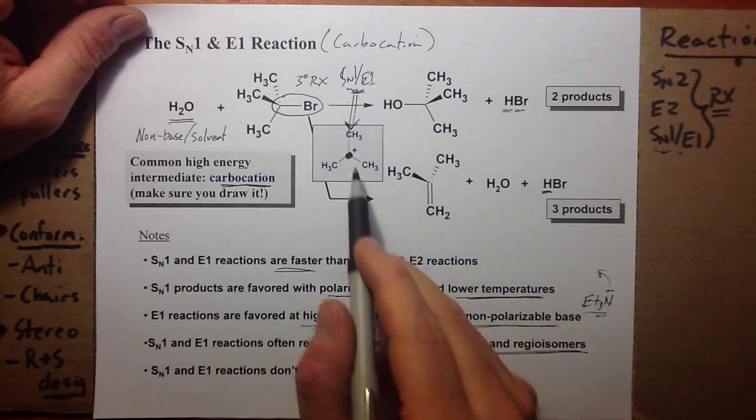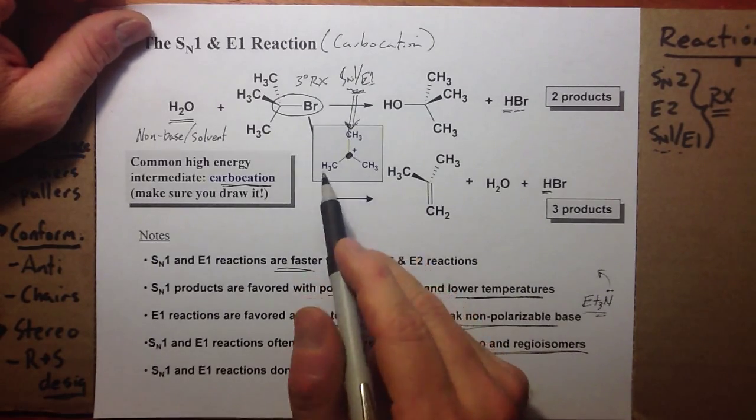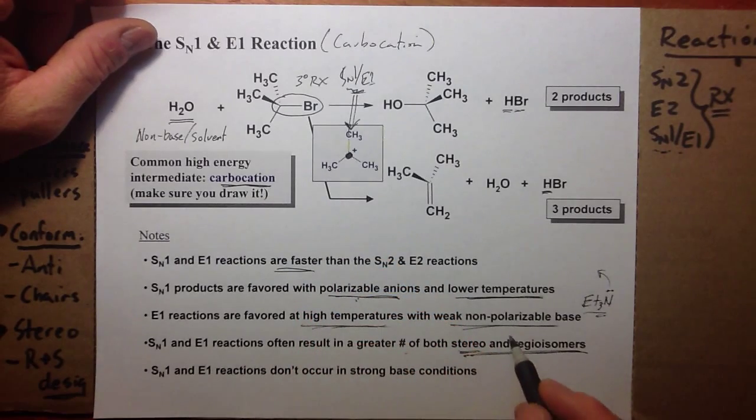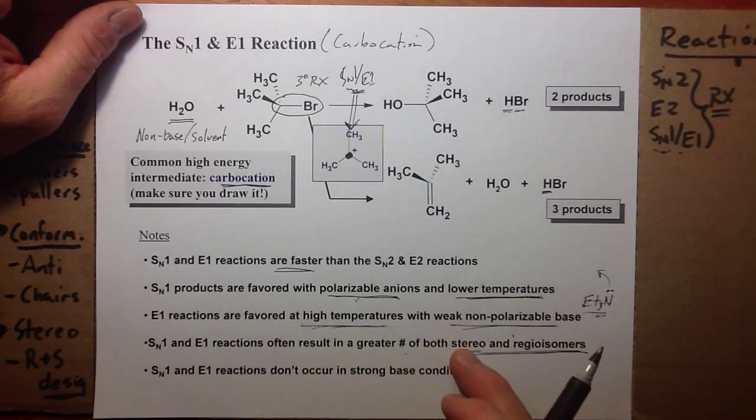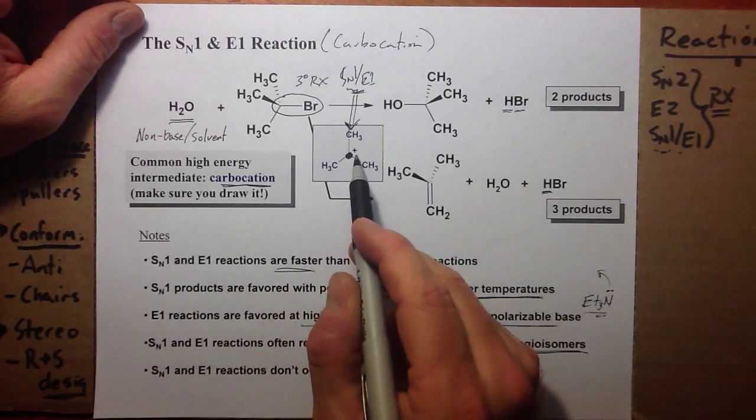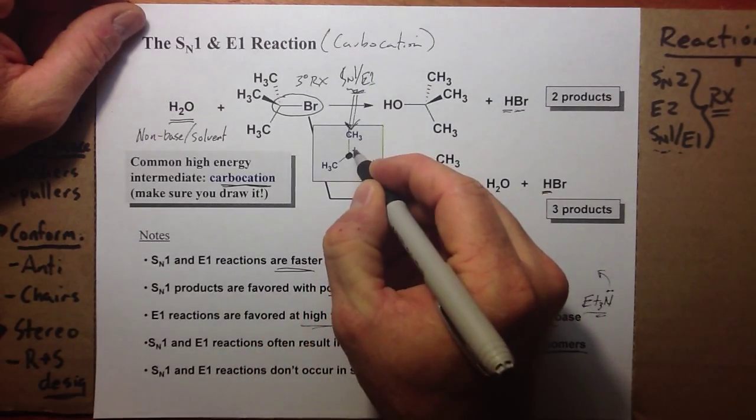We're also going to see that the positive charge, depending upon these groups, can start moving. That causes loss of regiochemical control. We start to have regioisomers, where how things are bonded to this carbon that has the positive charge starts to change.